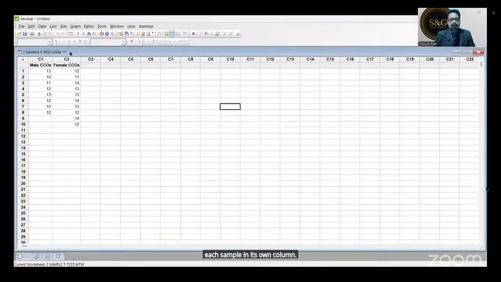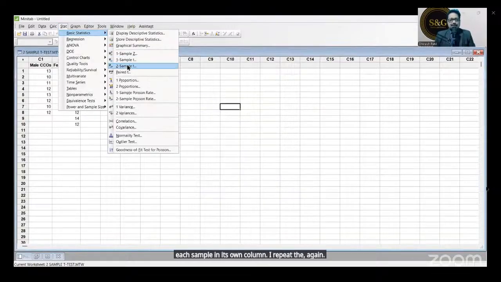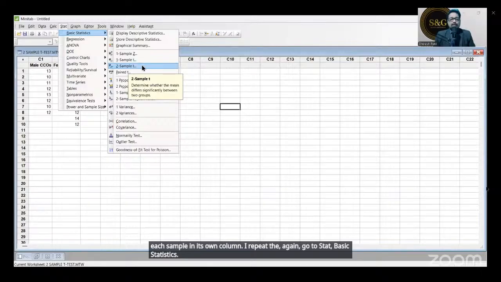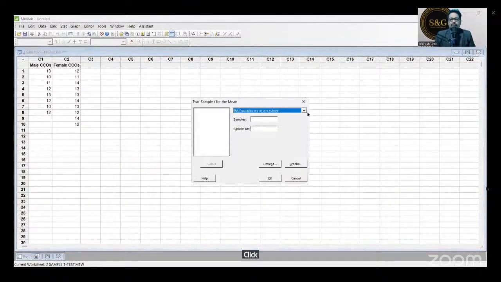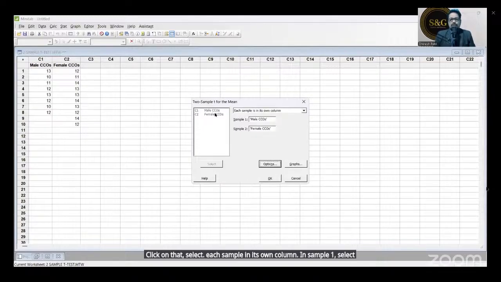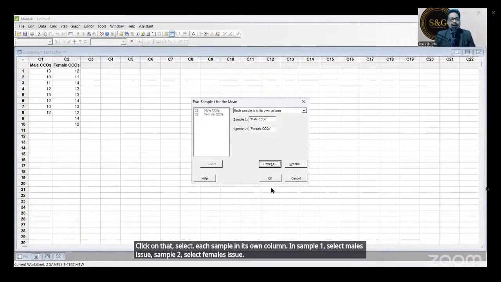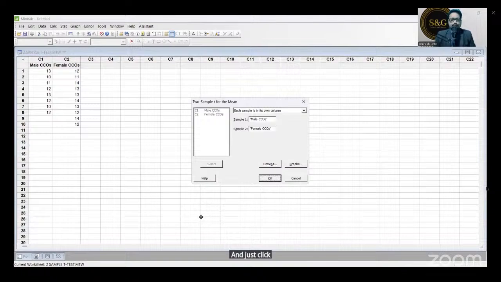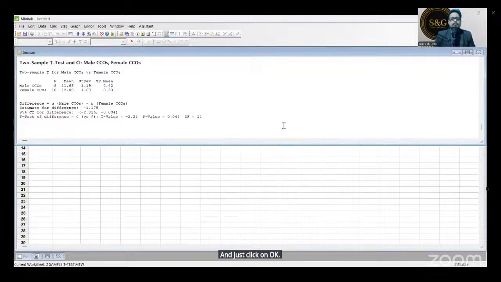I repeat again, go to Stat, Basic Statistics, Two sample t-test, which is the sixth option available. Click on that, select each sample in its own column. In sample 1, select male CCO, in sample 2, select female CCO, and just click on OK. Wow. So what we have got here, just try to understand.